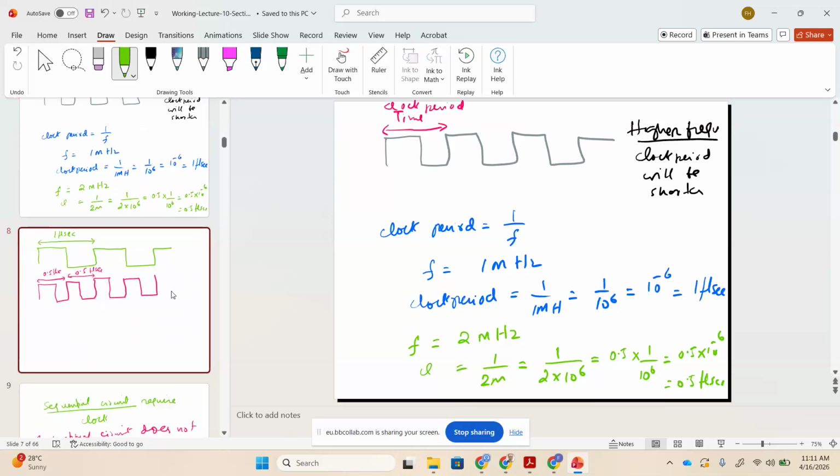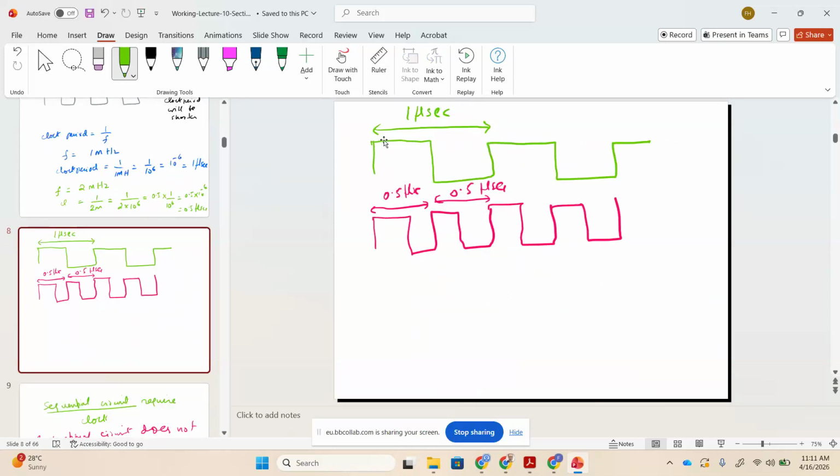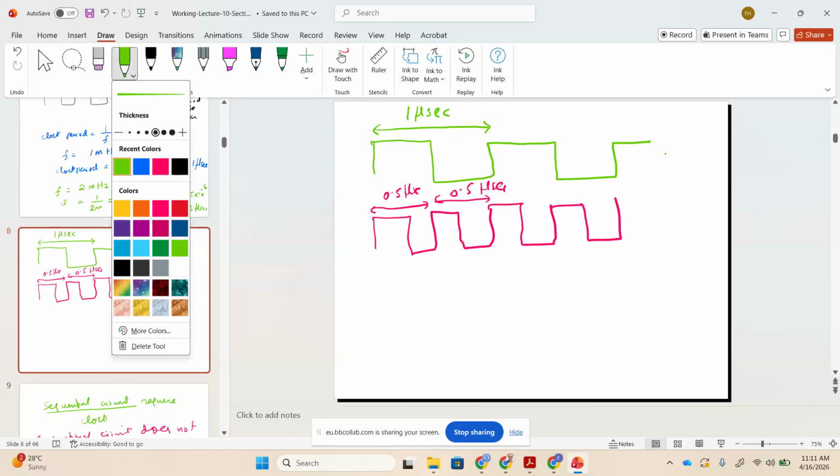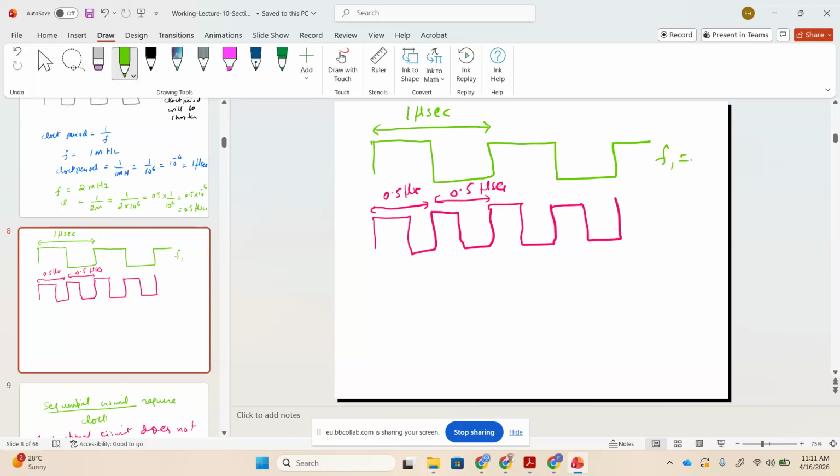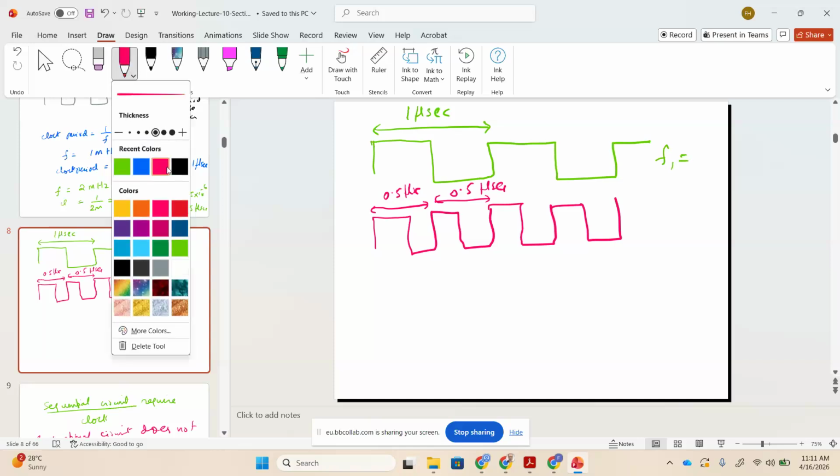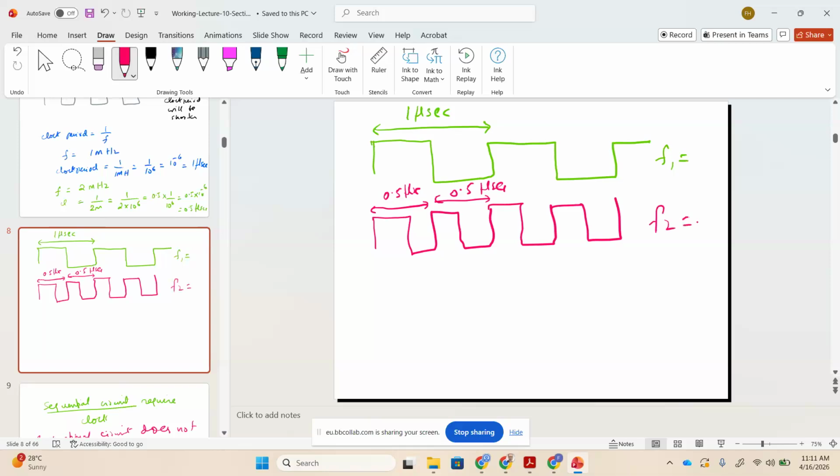Now if you look at the next thing, these are two clock periods. The first clock period is in green color and the second clock period is in red color. What is the frequency of the green one in this example? And for the red one, what is F1 and what is F2? Anyone may answer.